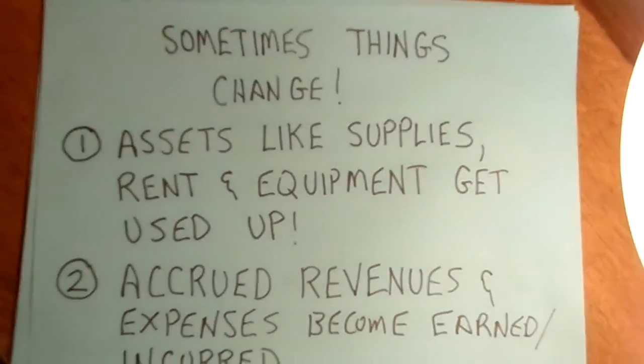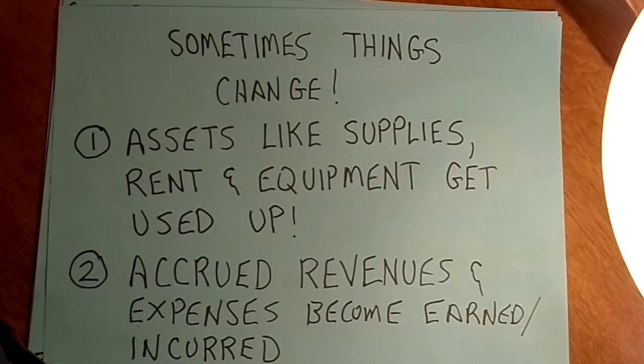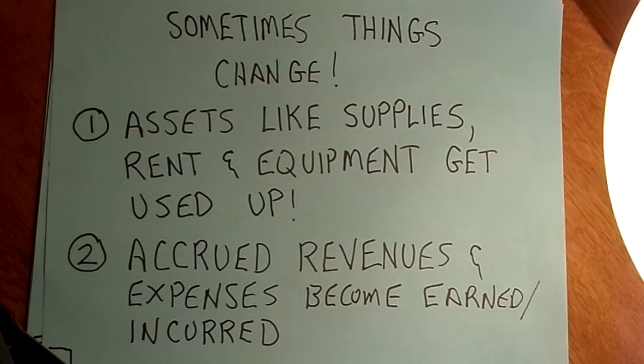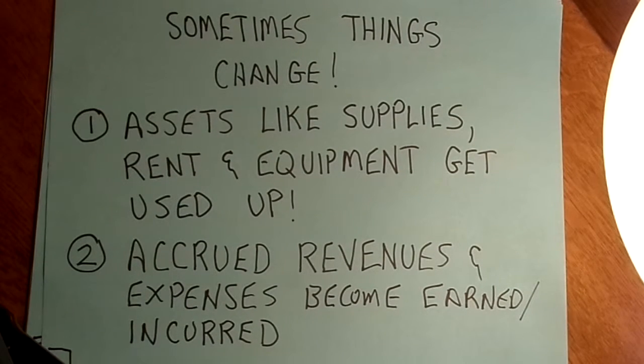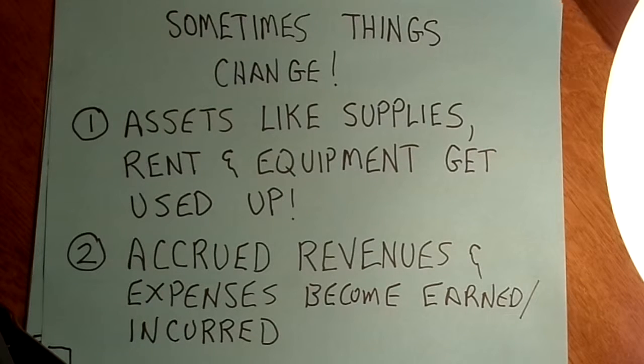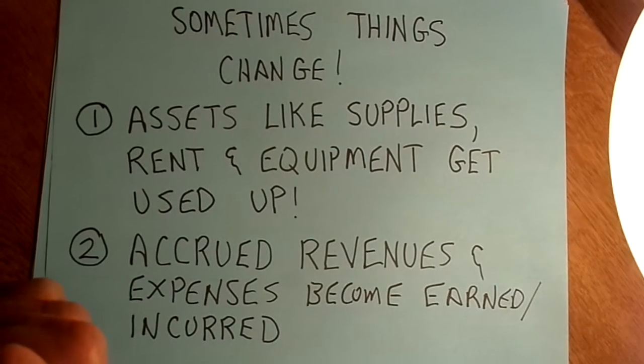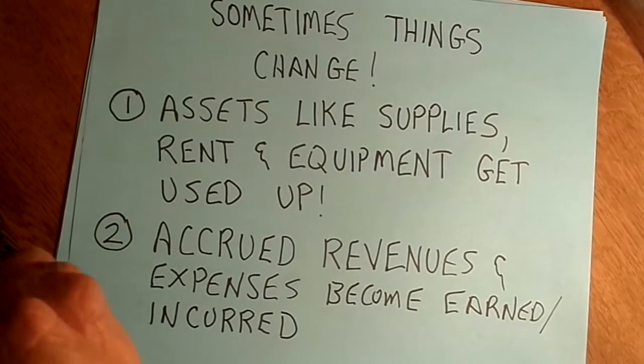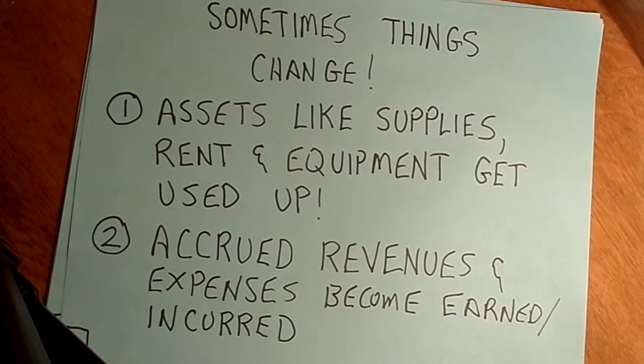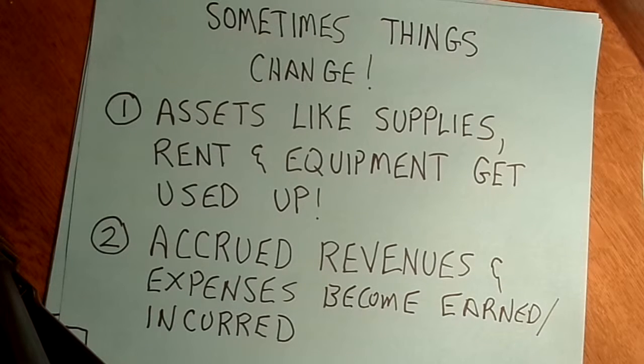So the thing we have to remember when we're thinking about adjusting journal entries is that sometimes things change. So assets like supplies, rent, and equipment can be used up. Additionally, we could have accrued revenues and accrued expenses, which are accrued because we've not paid out cash yet or received cash yet, and yet once the cash is received, those accrued revenues and expenses change.